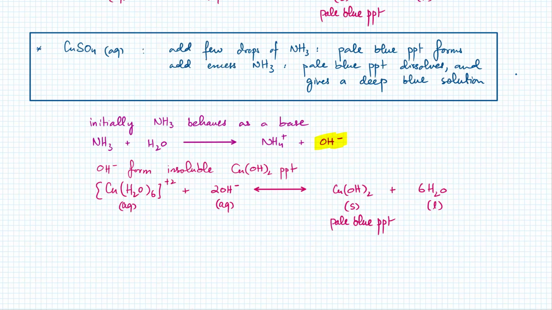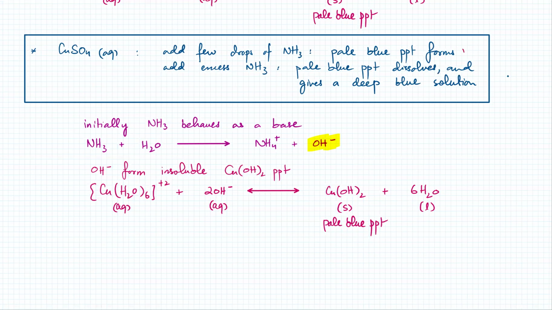Okay, so is this clear that initially you're getting a pale blue precipitate? Why are you getting a pale blue precipitate? Because the ammonia is actually producing OH- ions and you get the same Cu(OH)2 precipitate. Okay, is this clear?